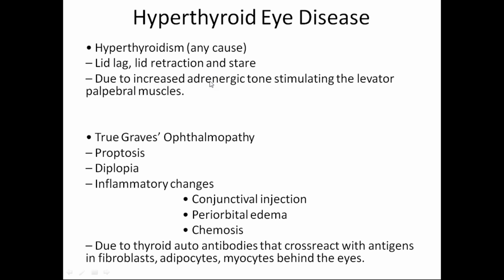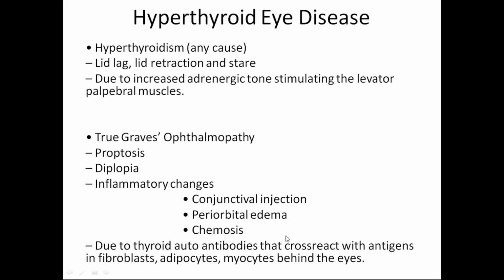And this is due to increased adrenergic tone stimulating the levator palpebrae muscles to pull the lid more up, so that there is a big eye that we can see. Okay, and true Graves' disease, where we can see proptosis, diplopia (double vision), and inflammatory changes like conjunctival congestion and periorbital edema and ecchymosis, that is swelling of the eyeball.